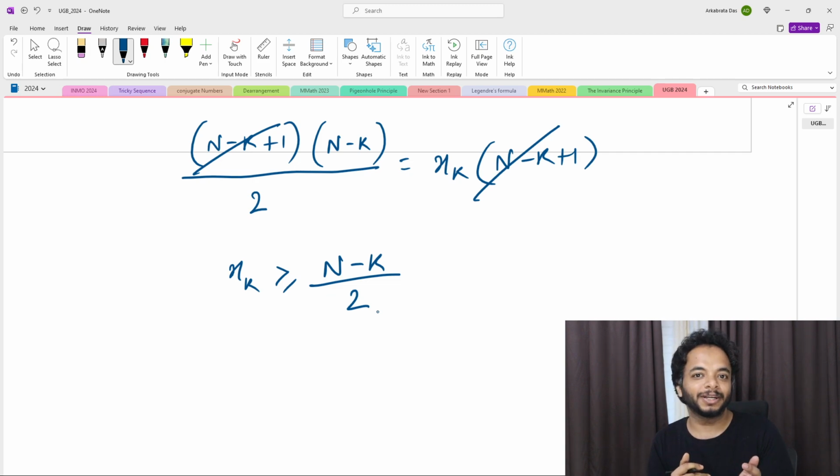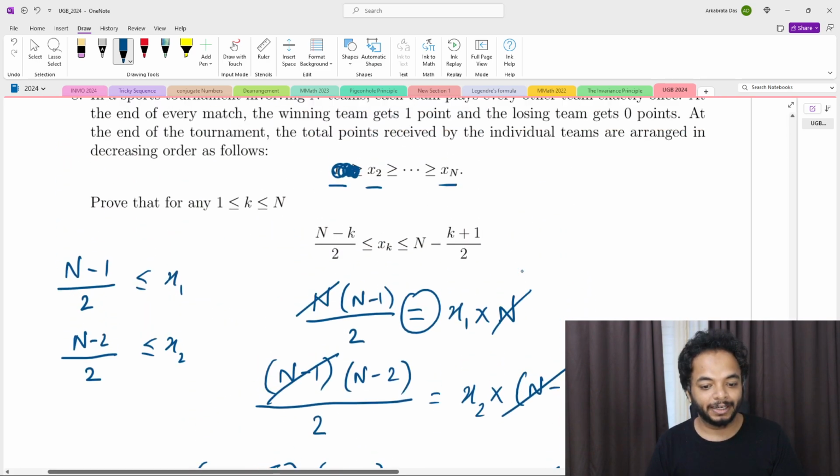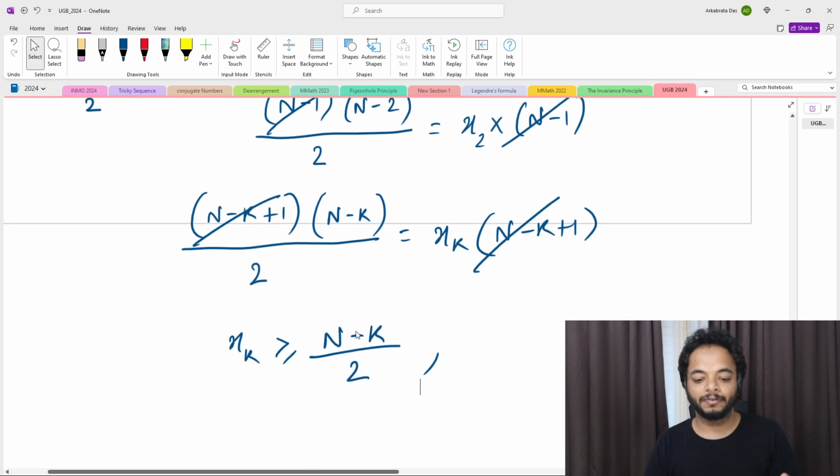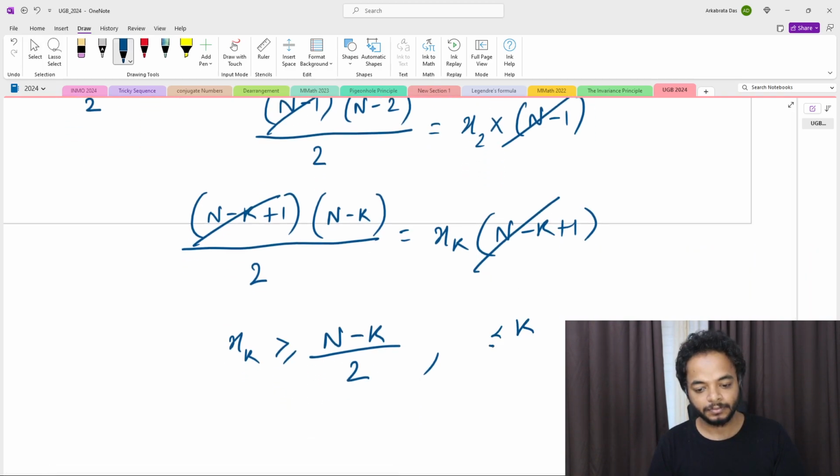I mean, this value is not going to get lower. It's going to get higher. So that's why the minimum possible value of xk is greater than or equal to (n minus k) by 2. So we are done with the left hand side inequality, with k running from 1 to n, so k going from 1 to less than capital N.